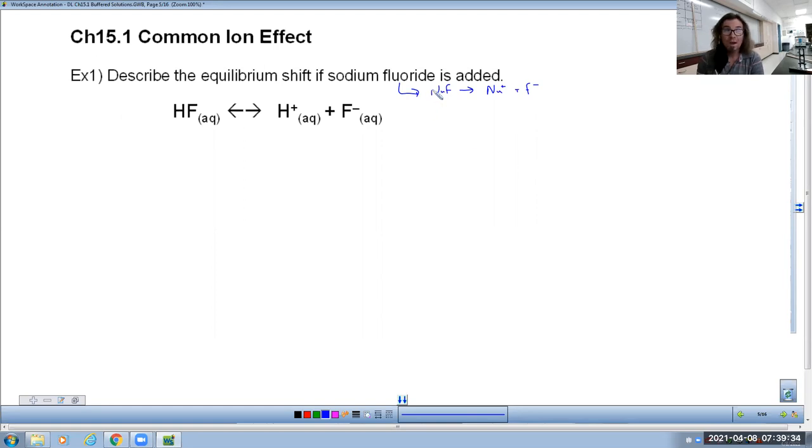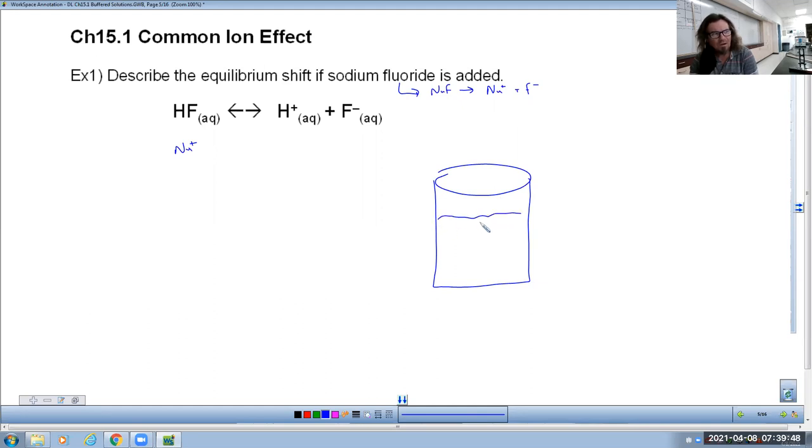So sodium fluoride 100% dissociates into solution. Okay, so my question to you is, if you add sodium ions to this solution, forget about adding them to the other side of the equation. Let's talk about our solution here that has HF, H+, and F- floating around in solution, and you decide to add sodium fluoride.